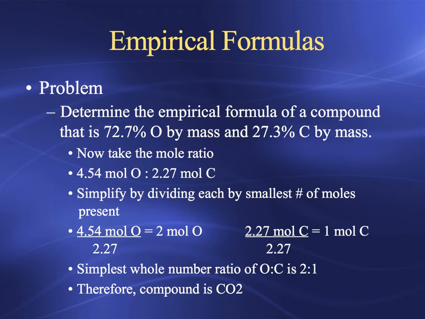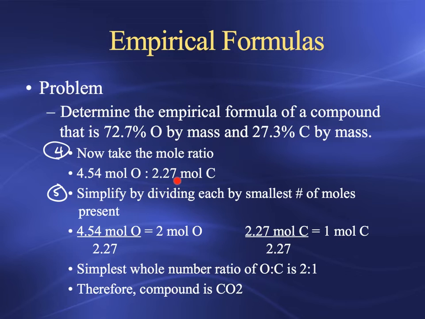All right, step number 4. Now you want to find the mole ratios. Okay, step 4 is to find the mole ratios. Well, we've got 4.54 moles of oxygen to 2.27 moles of carbon. And I want to simplify this down, okay, because this is not an easy way to do it. So simplify by dividing each by the smallest number of moles present. Okay, so step 5, divide by the smallest number of moles present.